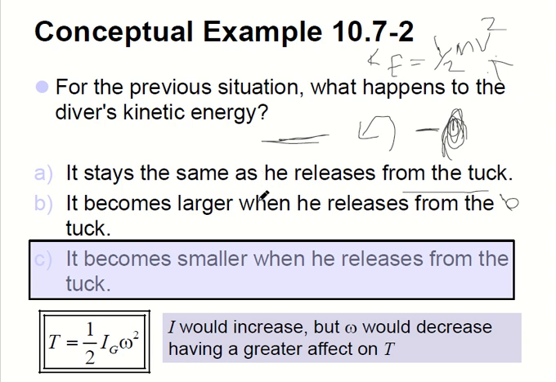B is wrong because it said it becomes larger because the moment of inertia increases because of the extended position of its body. Yeah, moment of inertia increases, but your angular velocity is going to decrease in order to reduce the kinetic energy. Yes.